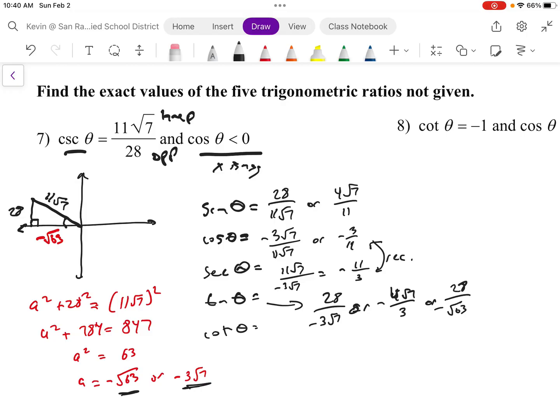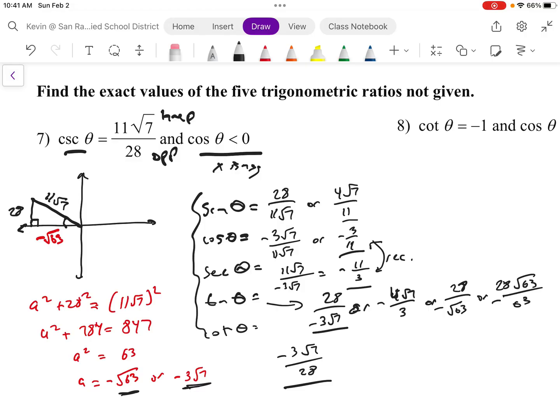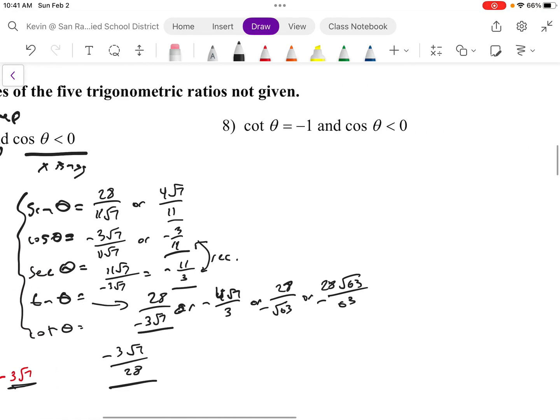Or if you did not simplify this, it would have been 28 over negative root 63. Okay, or you could have had 28 root 63 over 63 negative, a lot of different ways you could write that down. And then cotangent is just the reciprocal, so negative 3 root 7 over 28. So there's all your possible answers. But the main point of this, hopefully this part you can do. Okay, that's just the ratios. The main thing is, can you draw the triangle correctly and can you find that third side?